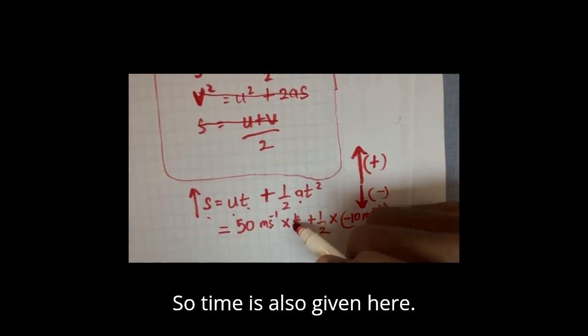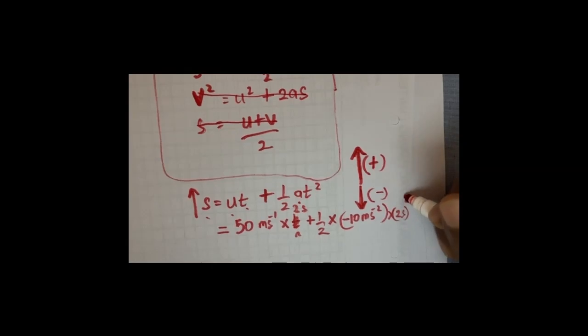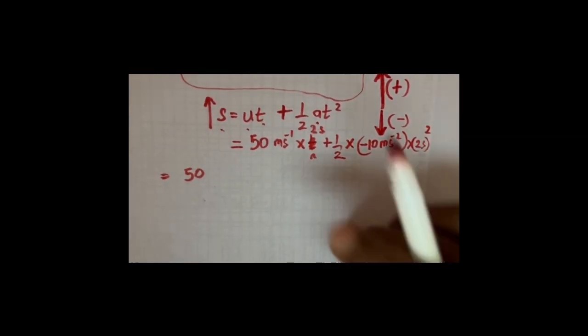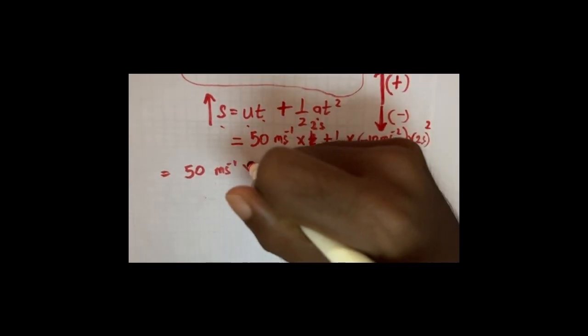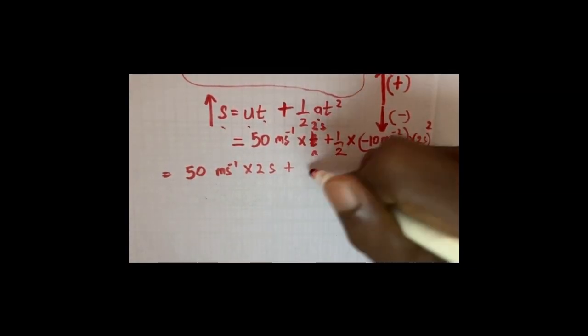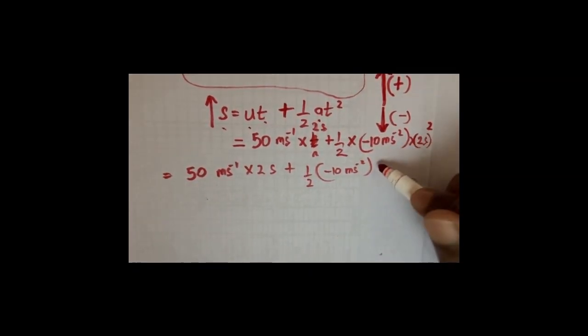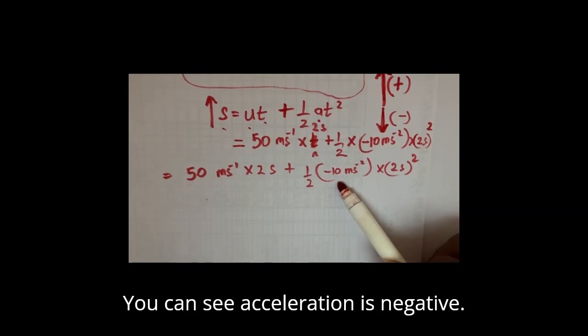I'm sorry, time is also given here. 2 seconds into 2 seconds squared. I'll show it here in a clearer manner. 50 ms minus 1 into 2 seconds plus half into minus 10 ms minus 2 into 2 seconds squared. So you can see acceleration here is negative.